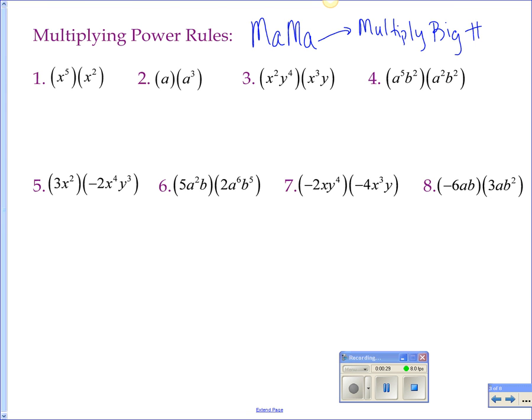the big numbers, so you need to write this, please. Multiply the big numbers, and you add the little numbers. So you need to write all that down. Whenever I say the mama rule, I mean multiply your big numbers and add your little numbers. That's what I mean by that.